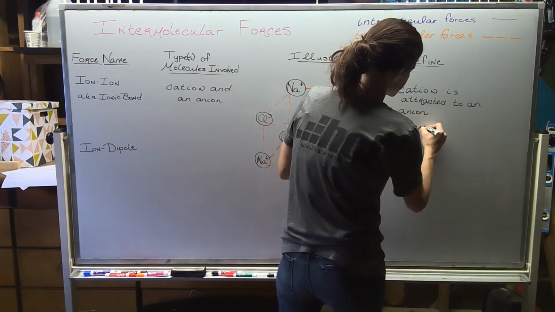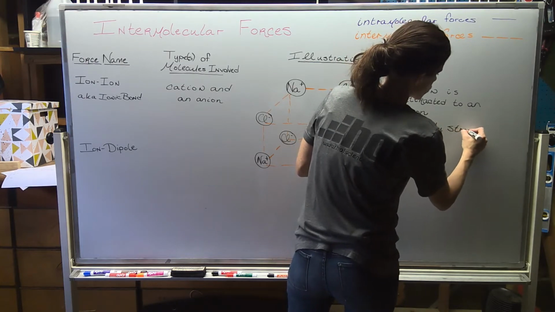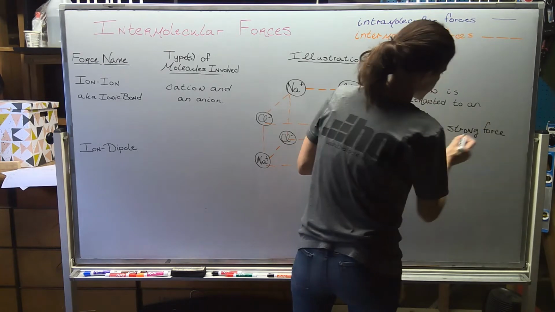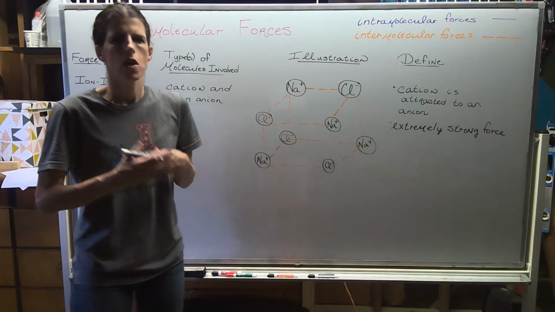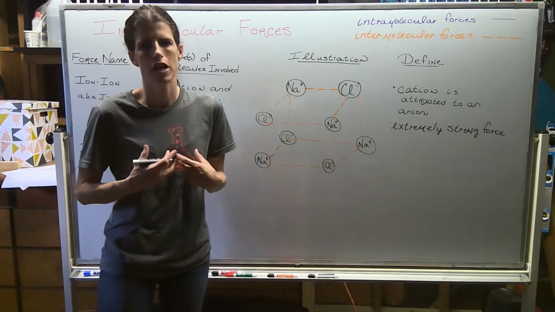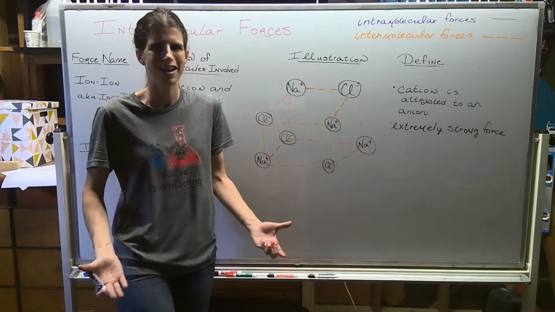However, you can think about it two different ways. For chemists, we think of it as an extremely strong force because in solid form, it would take so much energy to melt, for instance, table salt. Try to melt table salt. It's just not going to happen.